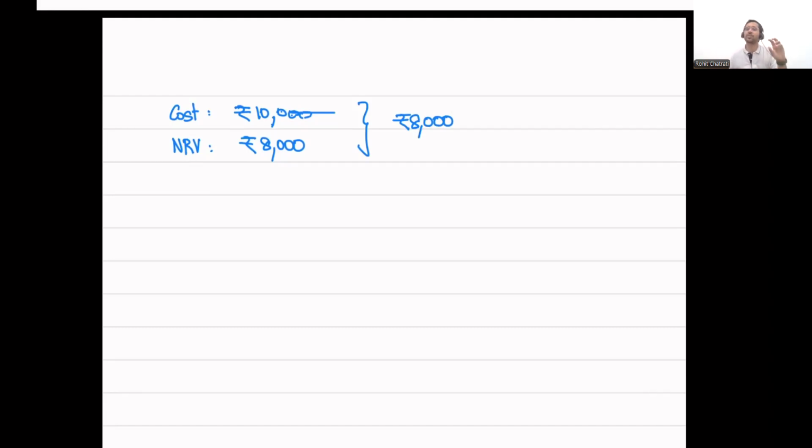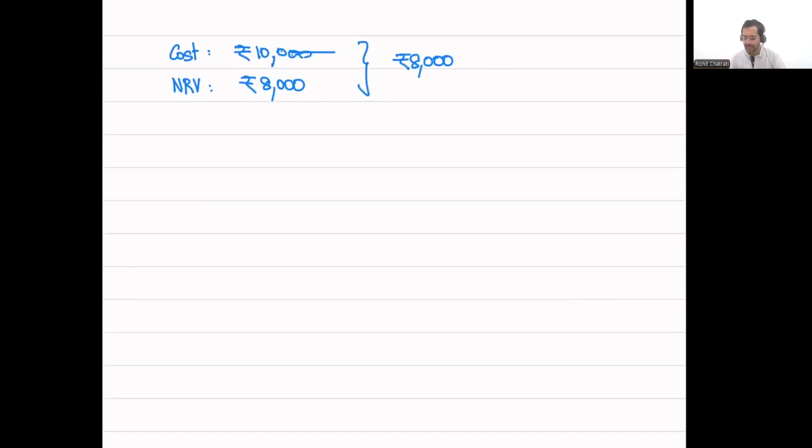The journal entry for this will be P&L debit, or loss on valuation of inventory debit, to inventory. Inventory, which is my asset, is going to come down by 2,000 rupees. Now, in my balance sheet, the asset is going to appear at 8,000, and therefore my carrying amount will be equal to 8,000 rupees.